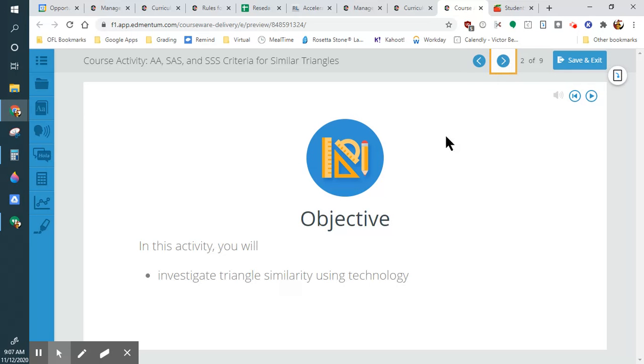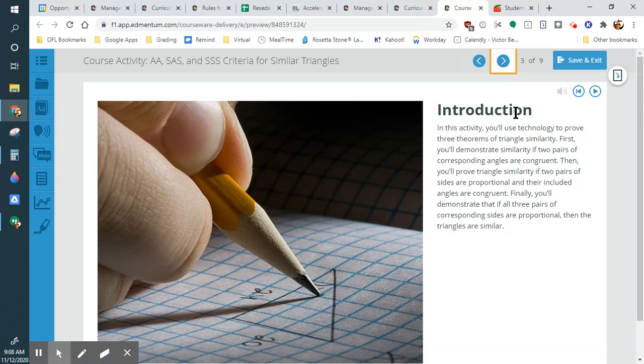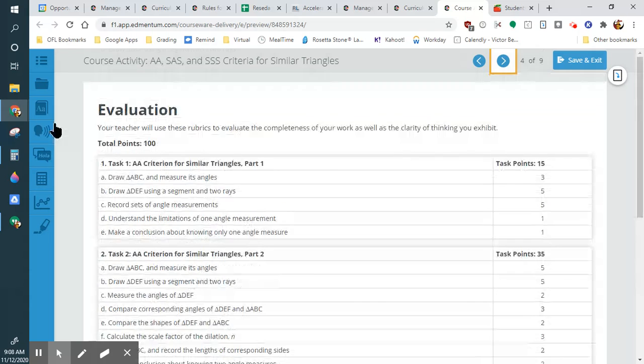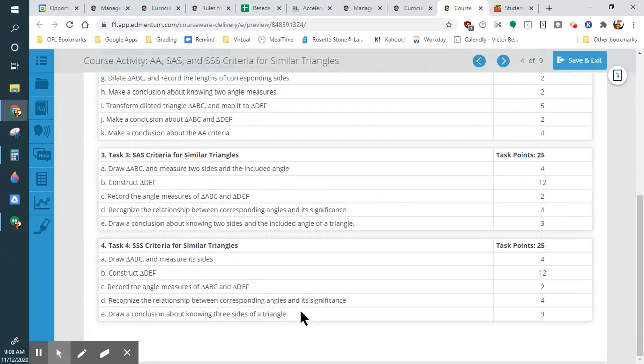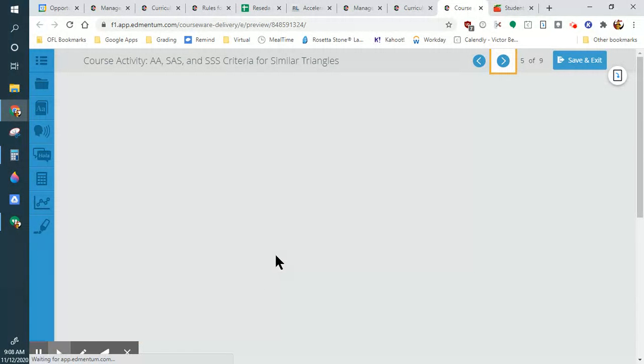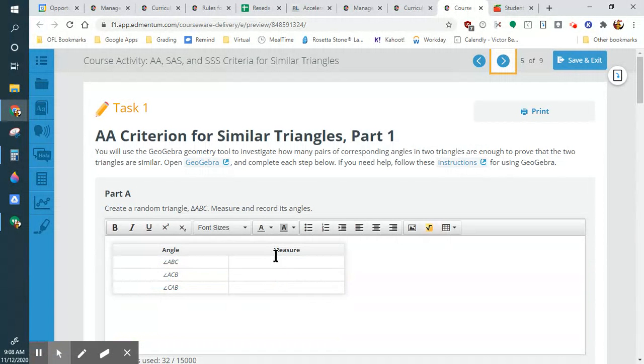So, investigate similarity using technology. That just means we're going to use GeoGebra. We're going to try to prove these theorems, and this is how you get graded. So I'm going to mainly do the activities. I'm not going to answer the conclusions from it.